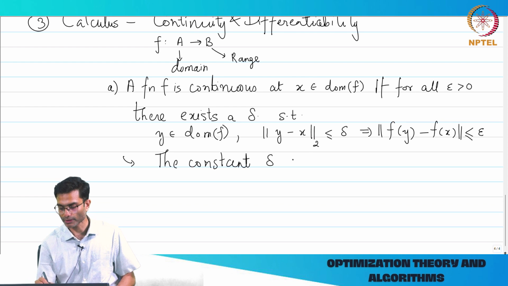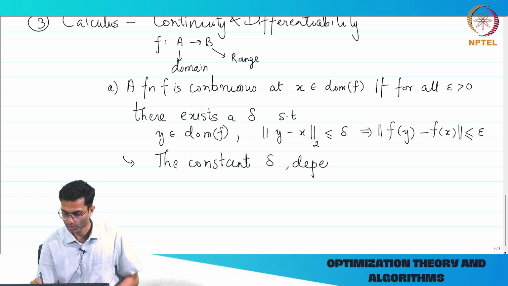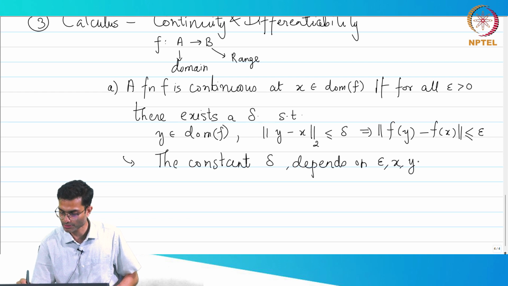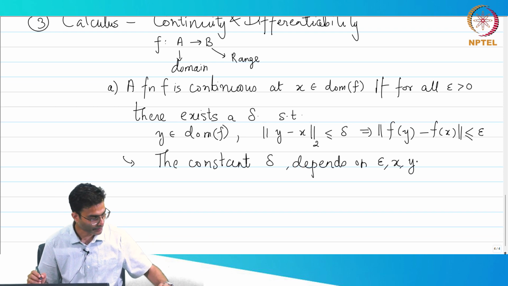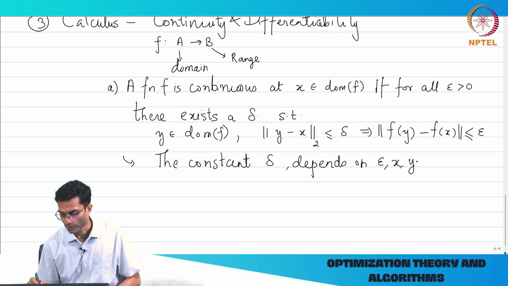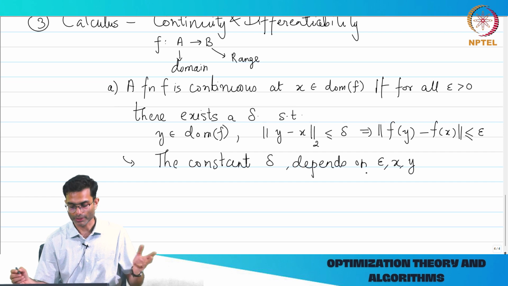In general, delta depends on epsilon, x and y. This is the most general case. And when this happens, we have called it continuous.